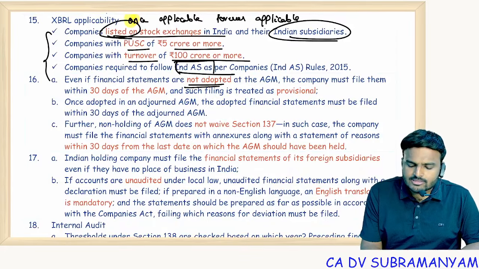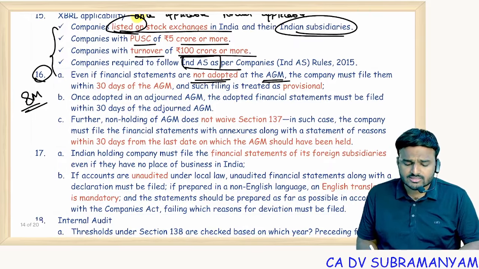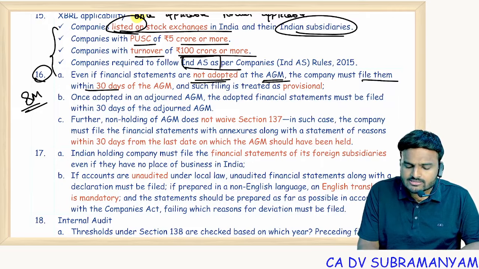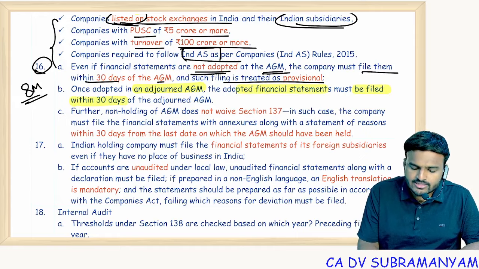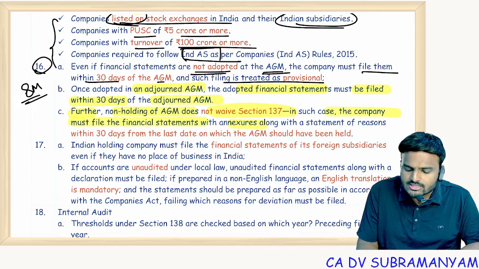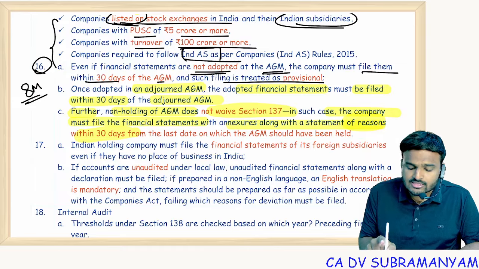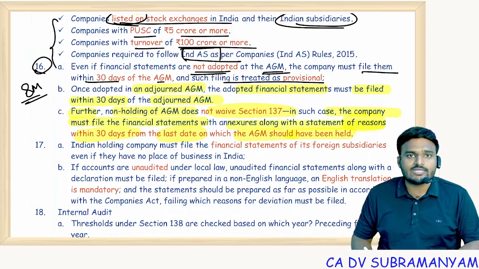Even if financial statements are not adopted in the AGM, yes, this point was tested for 8 marks in January 25 attempt, I think. Even if financial statements are not adopted at AGM, company must file them within 30 days of the AGM, and such filing is treated as provisional. Once adopted at an adjourned AGM, adopted financial statements must be filed within 30 days of adjourned AGM. Further, non-holding of AGM does not waive section 137. In such case, company must file financial statements with annexures. Also specify the reasons within 30 days. And this filing should be done within 30 days from the last date on which AGM should have been held.